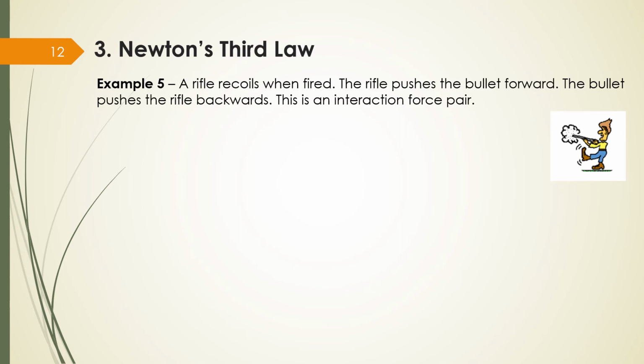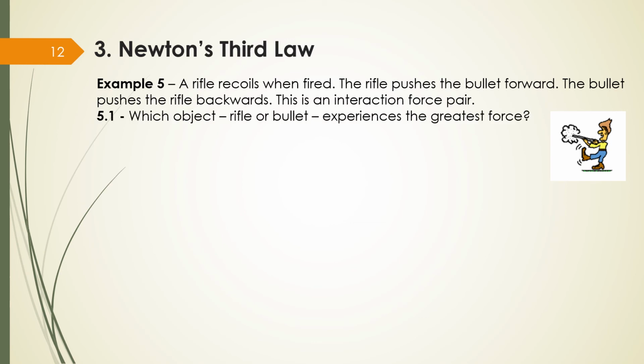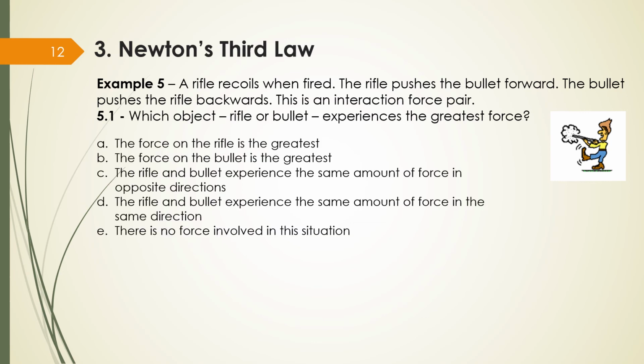One more. A rifle recoils when fired. The rifle pushes the bullet forward. The bullet pushes the rifle backwards. This is an interaction force pair. Which object, rifle or bullet, experiences the greatest force? So just like the other one, who is going to give the biggest force?